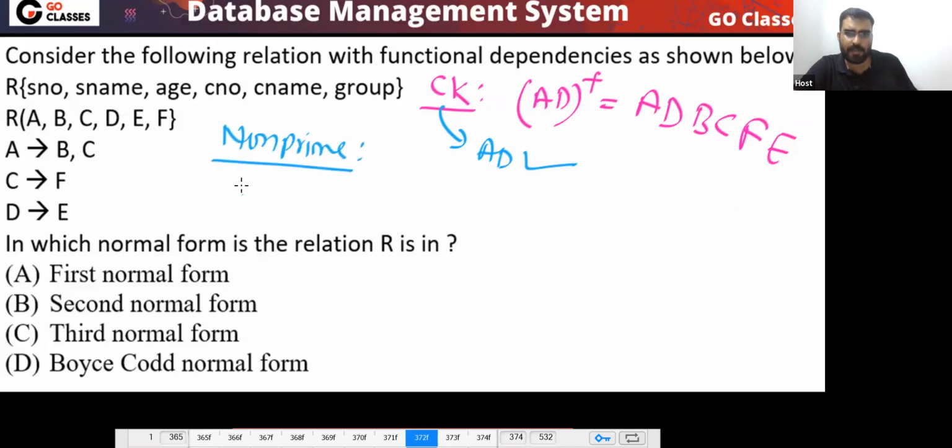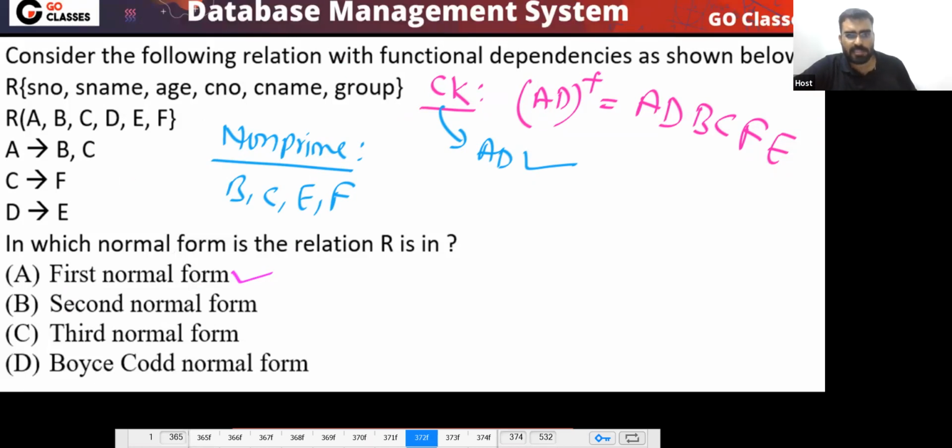So what are the non-prime attributes? Those are basically B, C, E, F. These are the non-prime attributes. Is this in first normal form? Yes, there is nothing to check. Is this in first normal form? Yes. Next, what about second normal form?